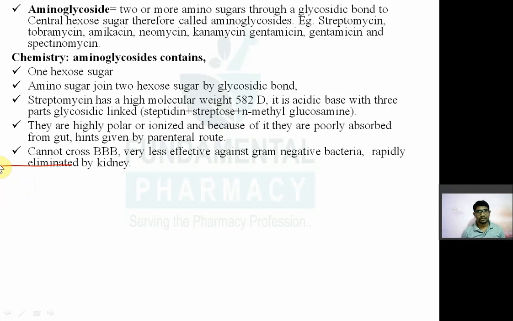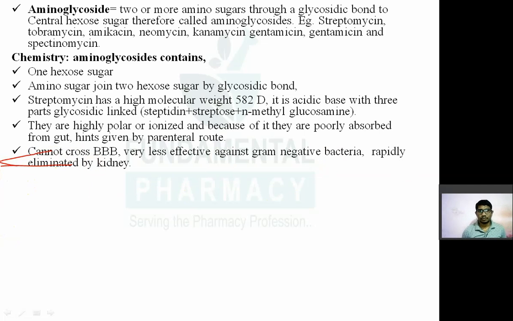But what happens in case of meningitis? Meningitis means inflammation of the layers of the brain. In case of meningitis, your blood brain barrier becomes weak, so other antibiotics can get entry. That's why in case of meningitis some antibiotics are effective. But aminoglycosides cannot cross the blood brain barrier and that's why they are not used for meningitis.